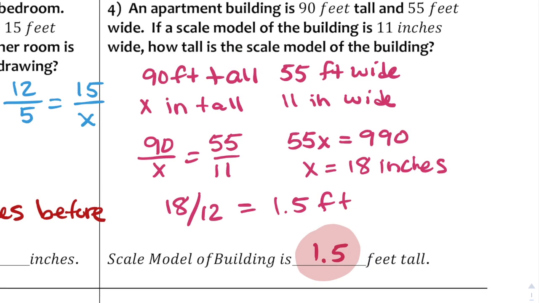So, find my cross products and solve. I get 18 inches. I then have to divide that by 12 and find out that it's 1.5 feet tall.